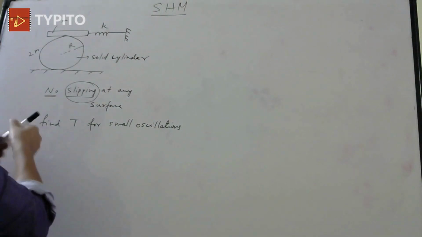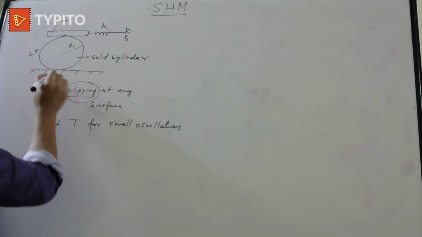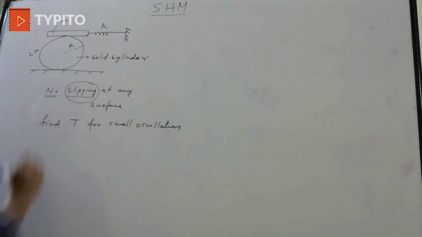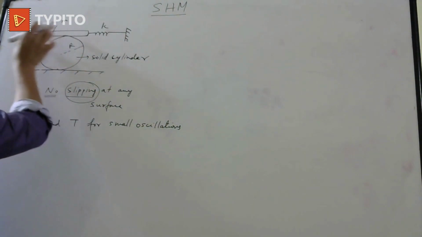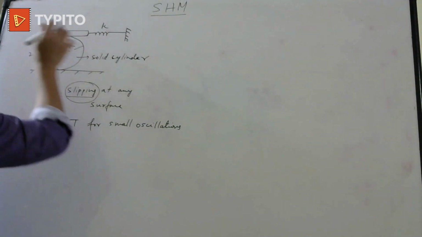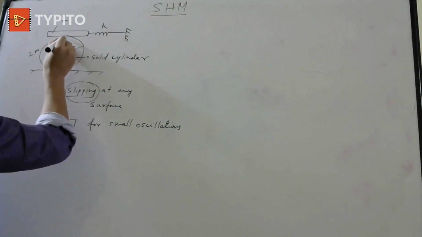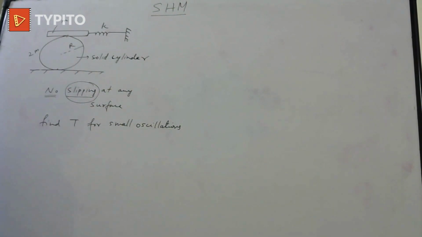So the ground below, this point is at rest, so this point on the cylinder should also be at rest. Whereas this plank will be oscillating, right? So therefore, whatever velocity this point on the plank has, this point on the cylinder should also have the same velocity and therefore the same acceleration.